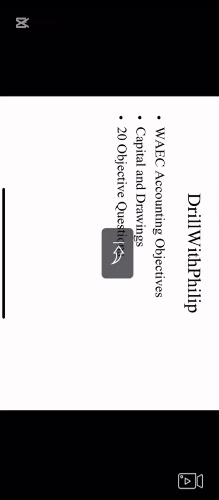Drawings. 20 objective questions. Key definitions. Capital is the owner's investment in the business. Drawings is the owner's withdrawals for personal use.